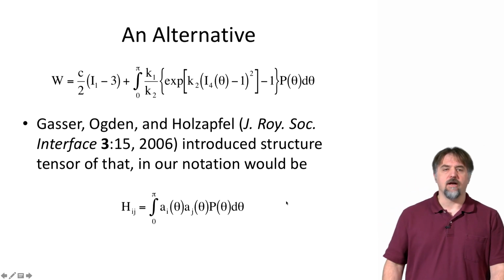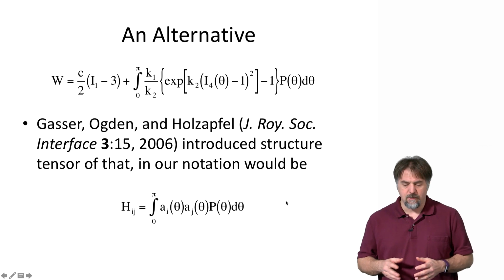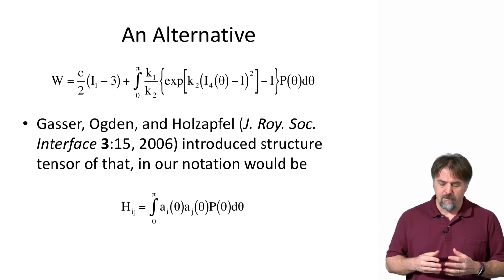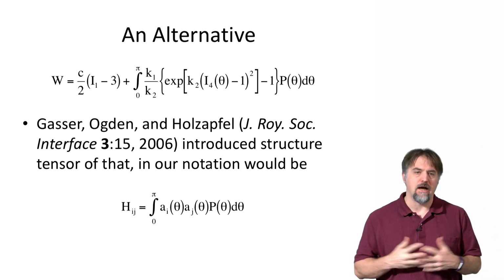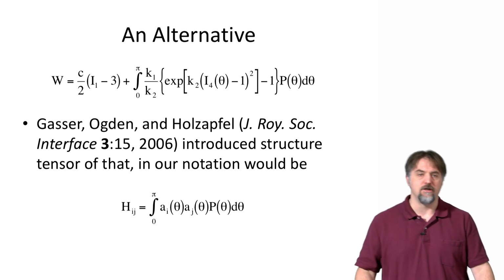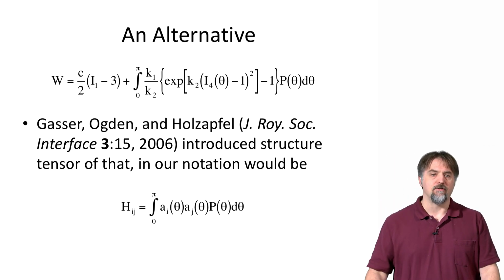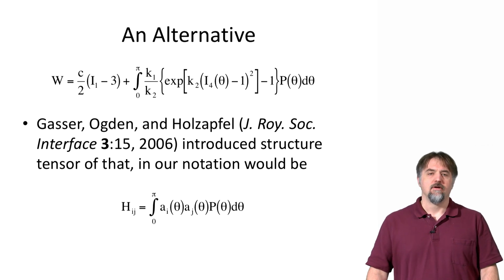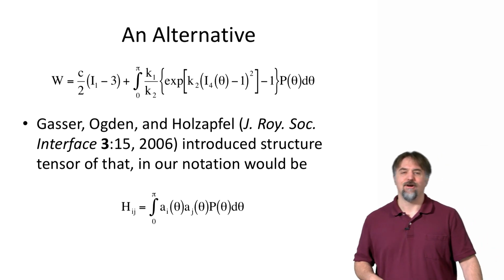And then finally, I want to spend a little time today talking about a method developed by Gasser-Ogden and Holzapfel. It's usually called the HGO method, the Holzapfel-Gasser-Ogden model. I think Holzapfel cares the most about having his initial first, so that's why he's first.